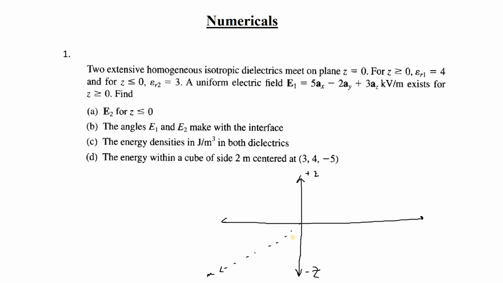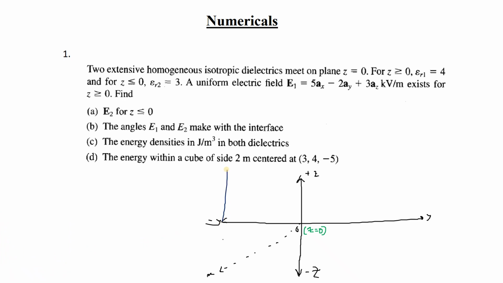So this is the z axis. This will be positive z, this is negative z, and this is 0. At this point, this is y, and this is negative y. So at the origin, z is 0. Since we are talking about the z axis only, because in the question it is told that the two dielectric mediums meet at a plane of z equals 0. That means z is 0 over here.